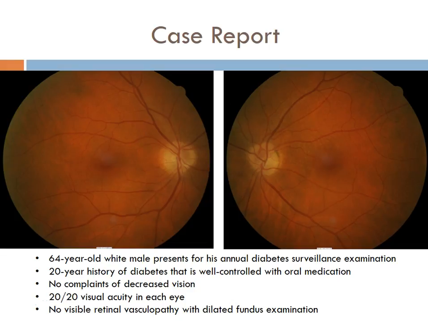So that's the correct terminology. He's got a 20-year history of diabetes that appears to be well controlled. He's not complaining of anything. He's coming in because I asked him to come in every year because he has diabetes. He wears glasses. He has 20/20 acuity in each eye with his glasses.